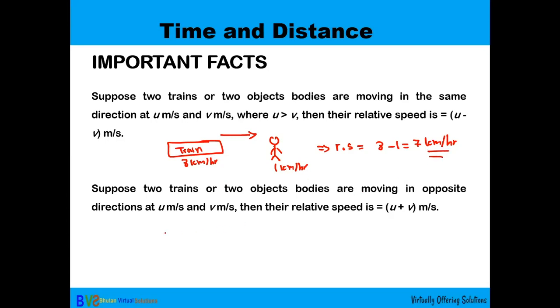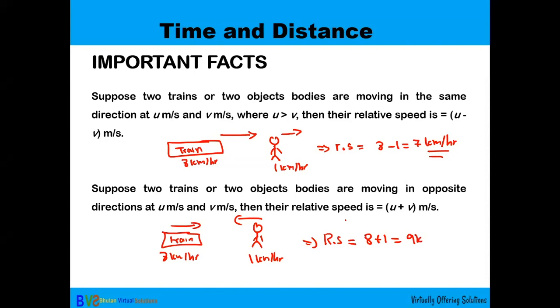Now, the train is moving in this direction, and the man is moving in the opposite direction to the train. The train moves at 8 kilometers per hour, and the man moves at 1 kilometer per hour. Then what is the relative speed? Since they move in opposite directions, you have to add these two speeds. That is 8 plus 1, which is 9 kilometers per hour.